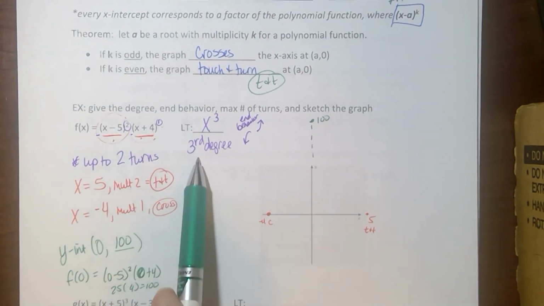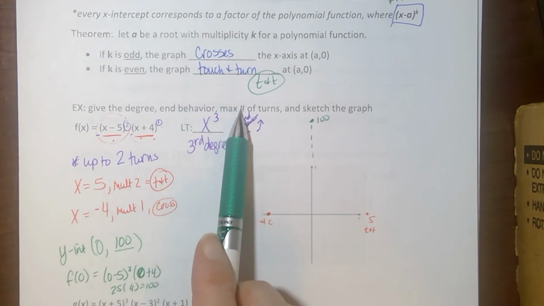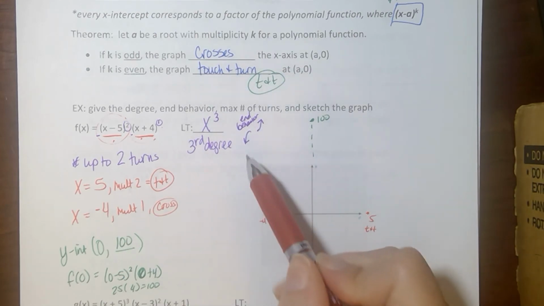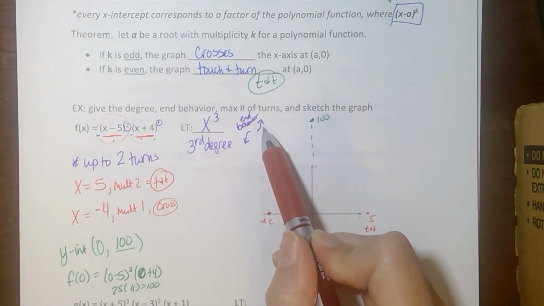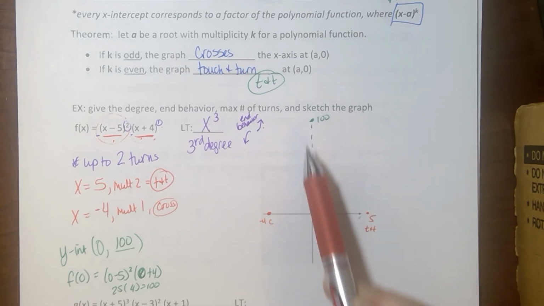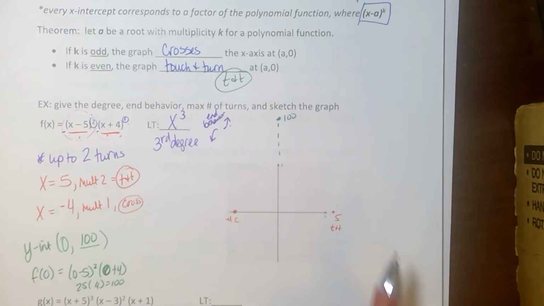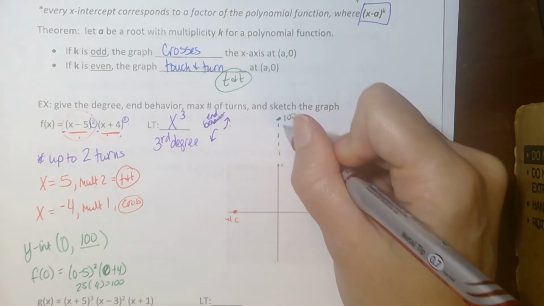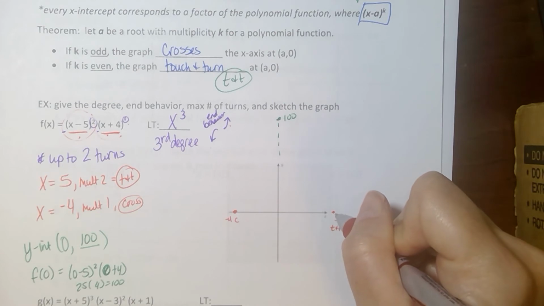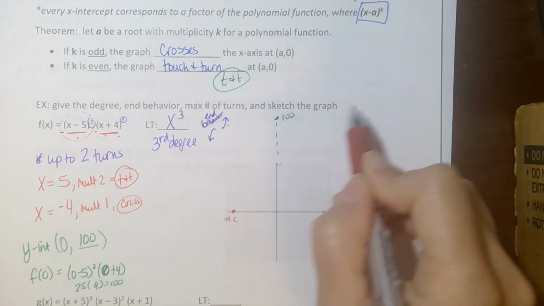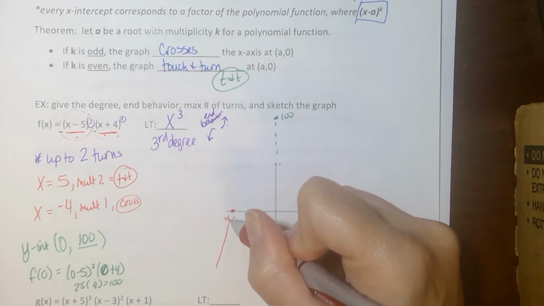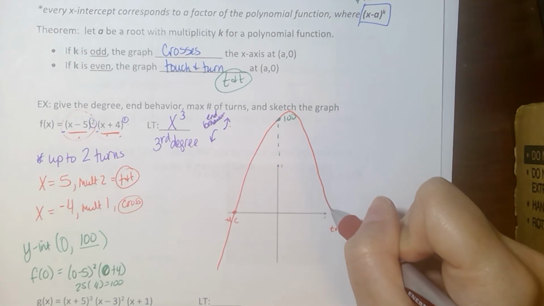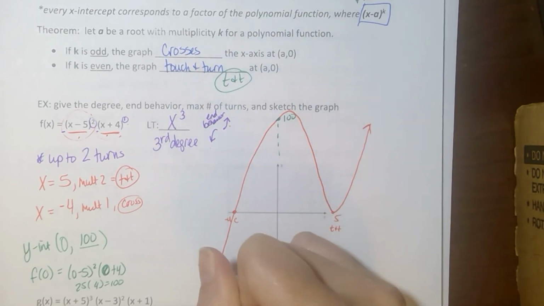I've given the degree, the end behavior, and the maximum number of turns. Now I need to sketch the graph. I know I'm going to start low and finish high, from the end behavior. I know I have to catch these 3 points. So if I start low, I'm going to cross, come up, make sure I catch that y-intercept, come back down, and when I get to 5, I'll touch and turn, which sends me back up for that final end behavior. So I start low, I catch my y-intercept, it's not necessarily the high point, and then I touch and turn and go back up again.